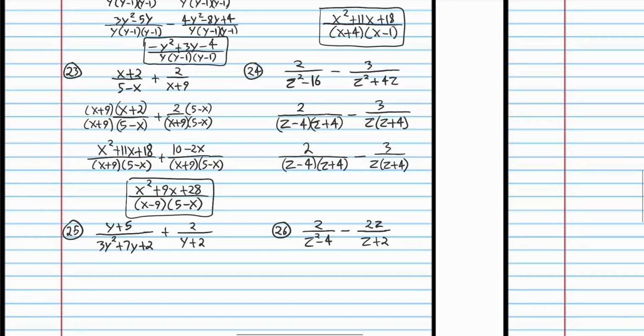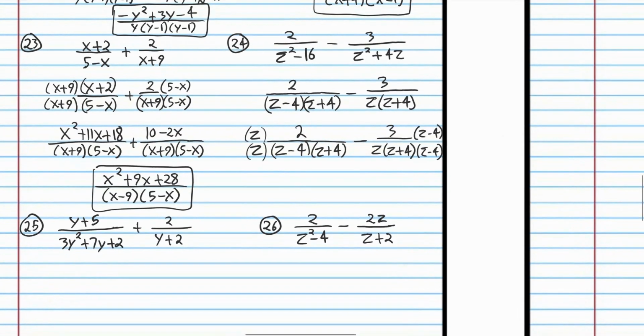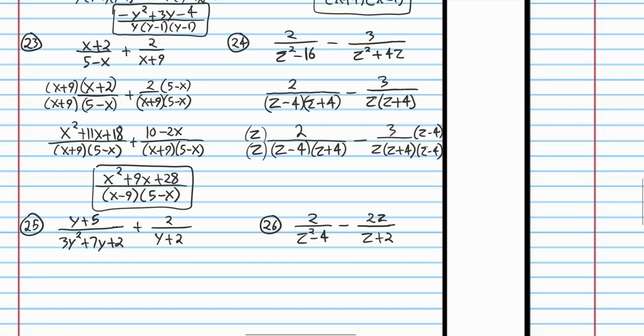We have z minus 4 and z plus 4 here, but we don't have a z over here, and we do have a z here. So we're going to have to multiply both sides of this fraction by z, and we don't need to multiply by z plus 4 because we already have a common z plus 4. So we're going to multiply both sides by z. It's probably best to put parentheses. And over here we have a z and a z plus 4, but we do not have a z minus 4, so we're going to have to multiply both sides by z minus 4. So now, as you can see, we have a common denominator.